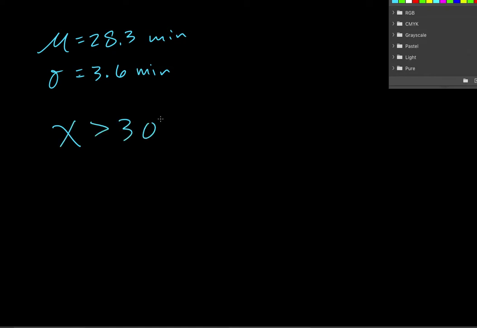New problem. The times taken by students to complete a puzzle are normally distributed with a mean of 28.3 minutes and a standard deviation of 3.6. Okay, calculate the probability that, so there's two parts, a randomly selected student took at least 30 minutes. So basically x is greater than 30, greater than or equal to, but actually when we do this, that doesn't matter.